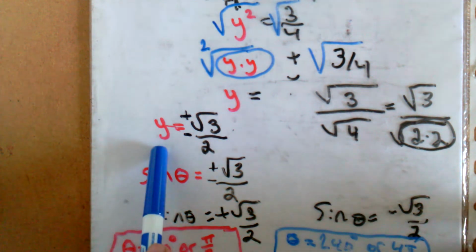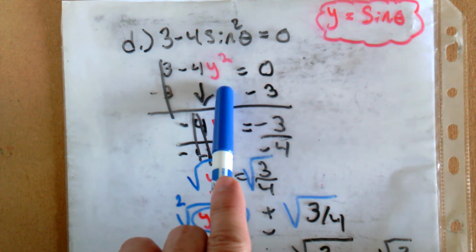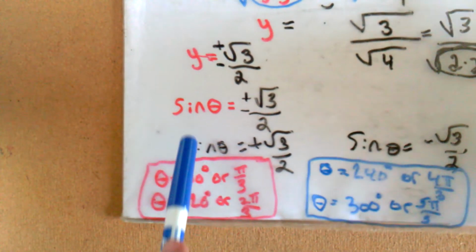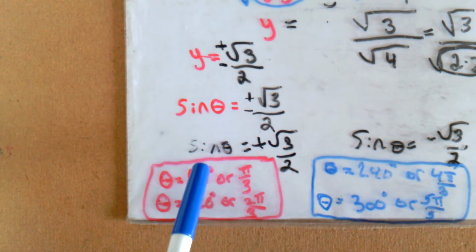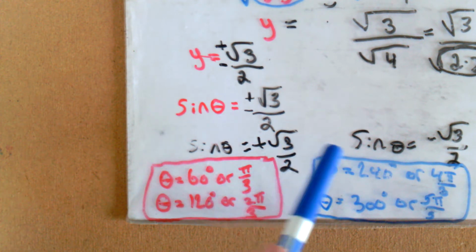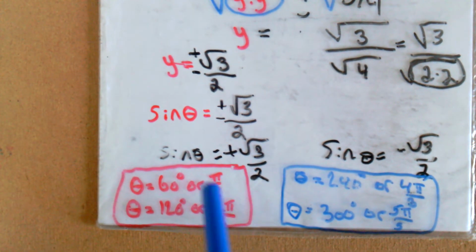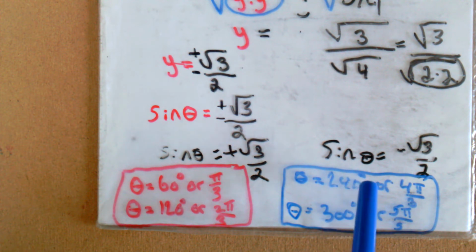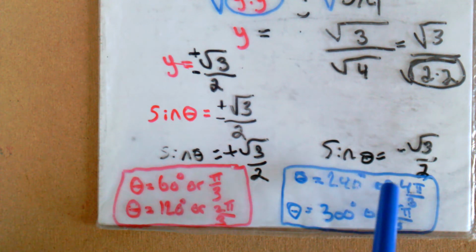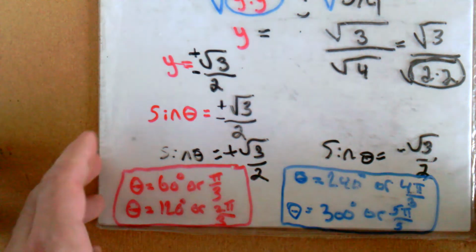Then we had to replace our y with our sine, since we had just replaced it before to make it easier to solve. Then sine ended up being plus and minus the square root of 3 over 2. Then we had to figure out what angles gave sine as square root of 3 over 2 positive and square root of 3 over 2 negative. We found that sine was positive square root of 3 over 2 at 60 degrees, or pi over 3 radians, and 120 degrees, or 2 pi over 3 radians. And we found that sine was negative square root of 3 over 2 at 240 degrees, or 4 pi over 3 radians, and at 300 degrees, or 5 pi over 3 radians. Perfect. So that's problem D.